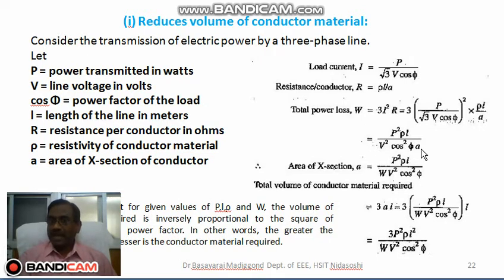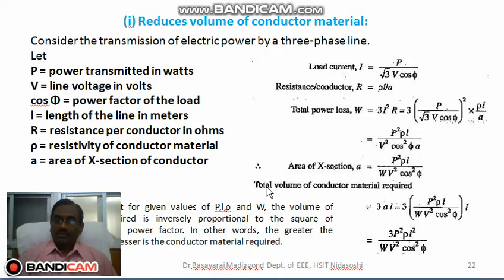What is this A? A is the area of cross section. Therefore, the area of cross section A is equal to, this goes to the numerator and W comes to the denominator. Therefore, A is equal to P square rho L by W V square cos square phi.